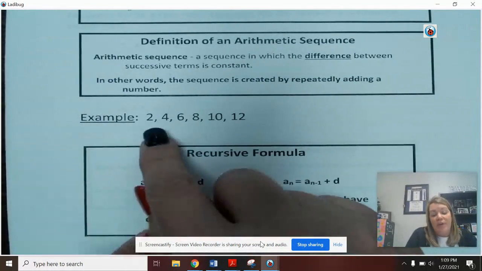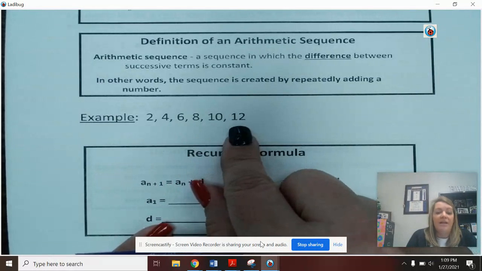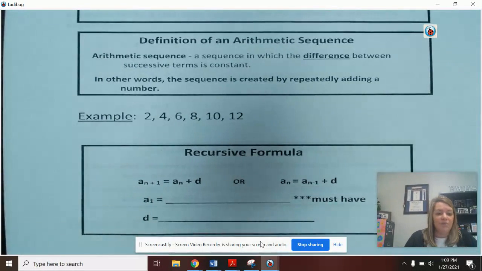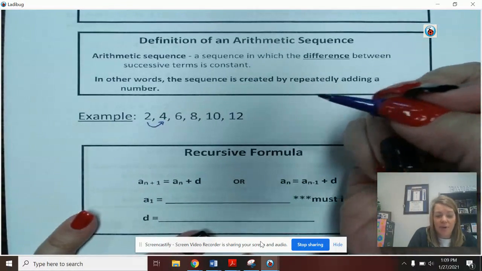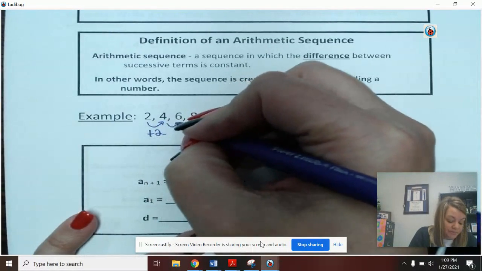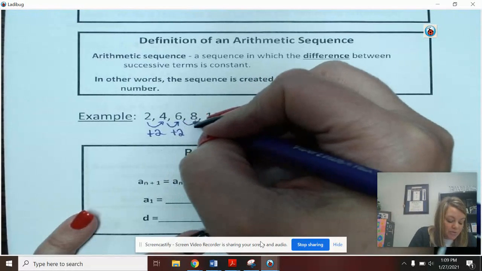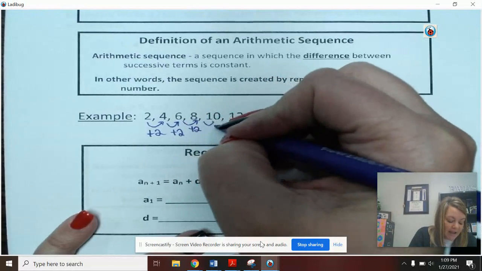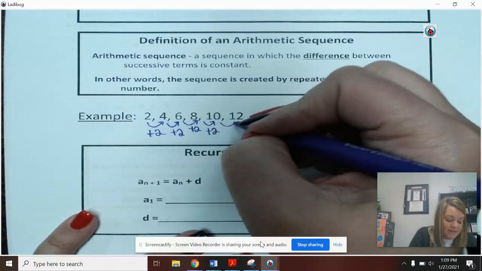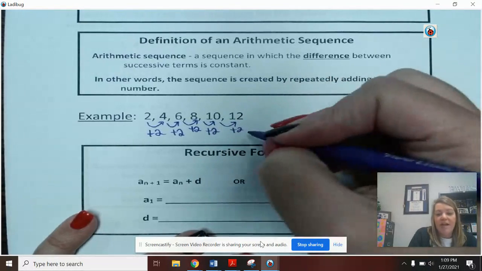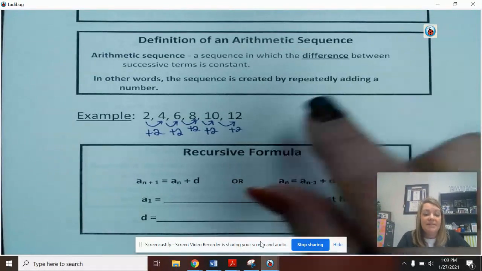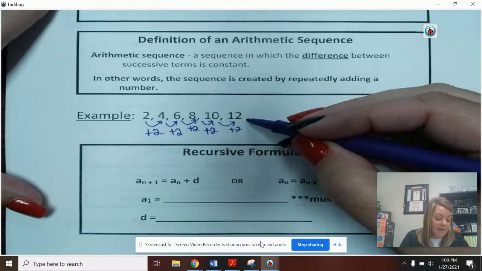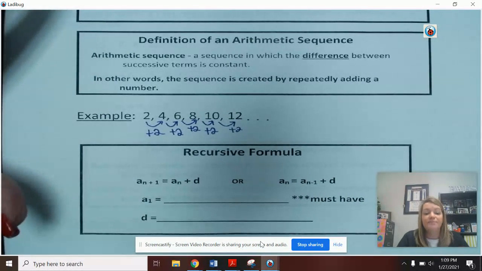So here's an example of an arithmetic sequence, and this one's pretty obvious because we can tell that as I move from one number to the next number, we're just adding 2. Okay, plus 2, 6, plus 2 is 8, 8 plus 2 is 10, 10 plus 2 is 12, etc. We could find more terms in this sequence, but this is an example of what an arithmetic sequence would look like.